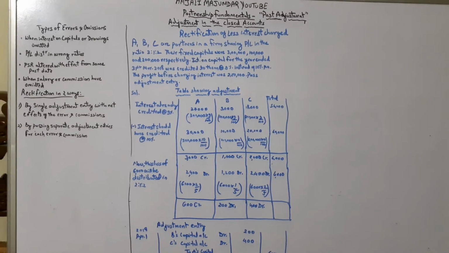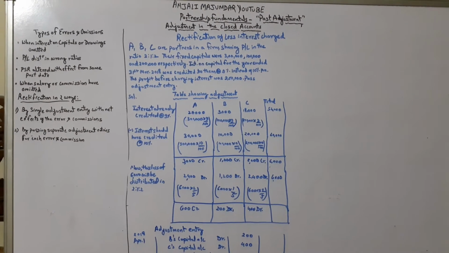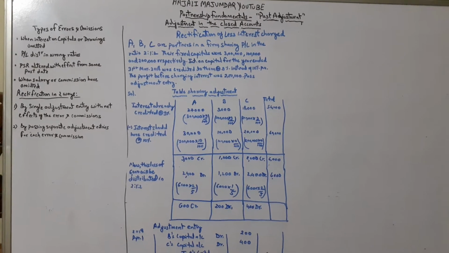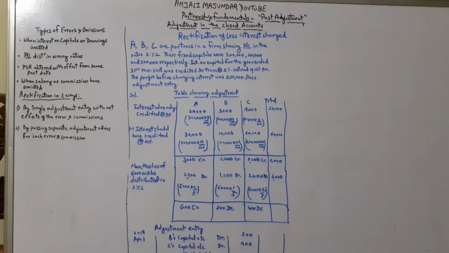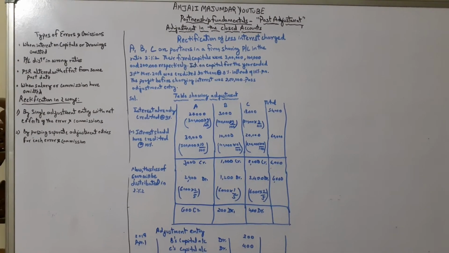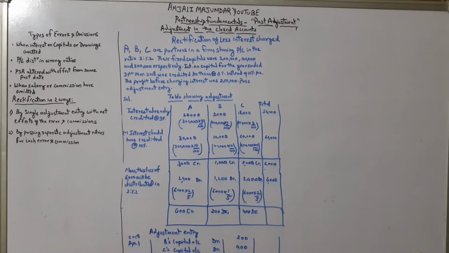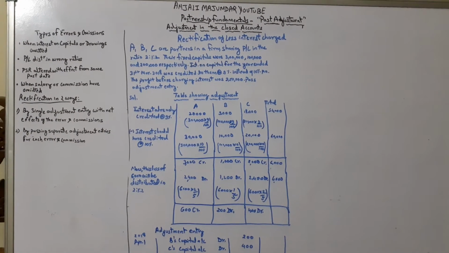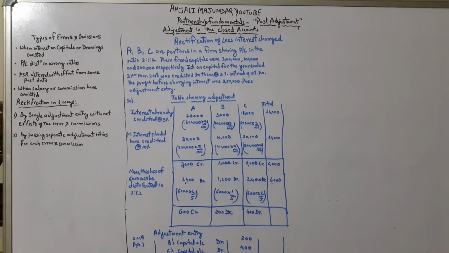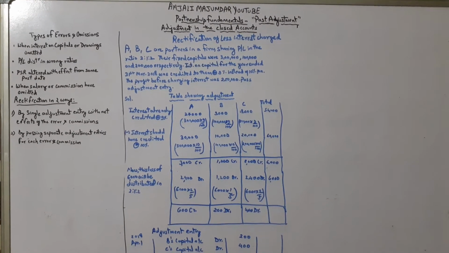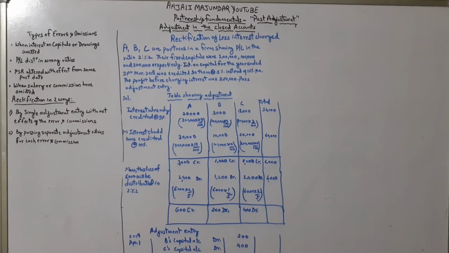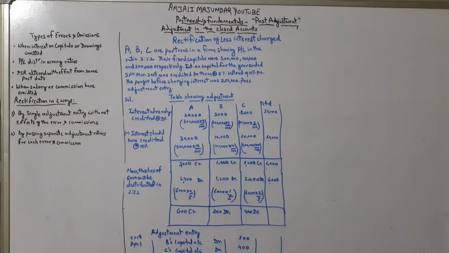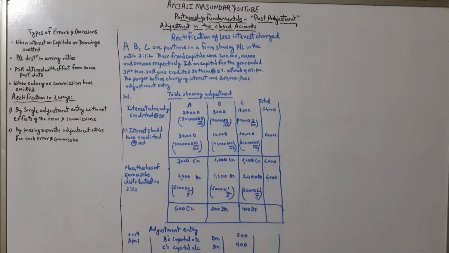नमस्कार सभी को। In this video I have taken the topic rectification of less interest charged. Remember, the topic belongs to past adjustment. Past adjustment means the final accounts have been closed, but later it is found that a few records or entries were not made. So in that, the first point is by passing a adjustment entry.